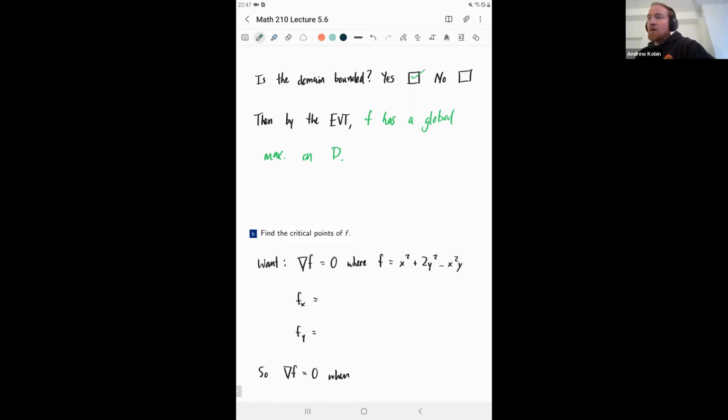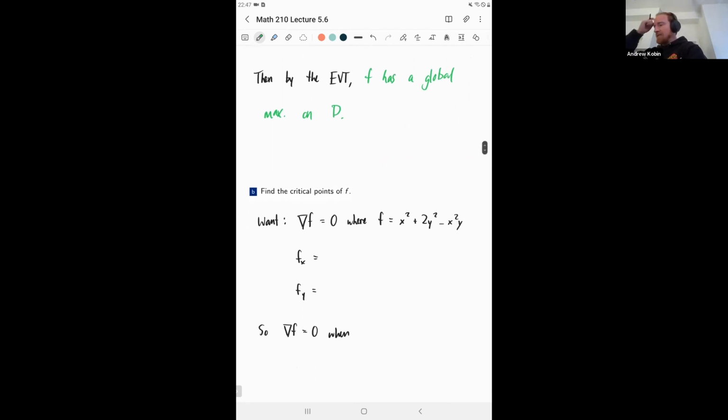And if so, we'll want to compare it to the other possible places where f could have a maximum, which will be on the boundary. That will require a little bit of work. Let's start by finding the critical points and assembling our list of points to test.